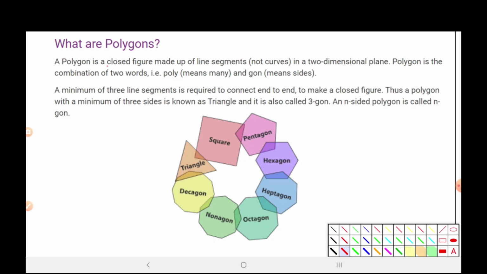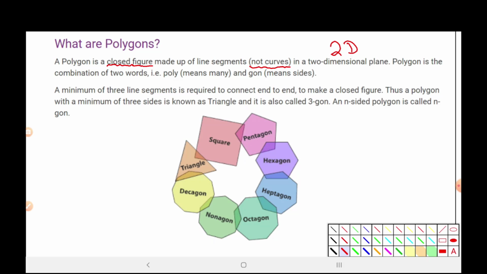It needs to be a closed figure. So this thing has to be closed. It can't be open. It needs to actually start and end back at itself. There are no curves. So if you have any parts of the figure that have a curve or a circle, like a semicircle, that wouldn't work. And it's going to have to be 2D, so that means it's going to be flat. All right, so it's closed, no curves, and it's going to be flat.